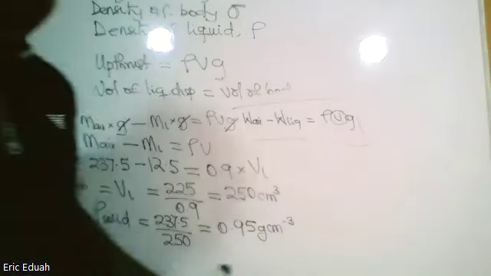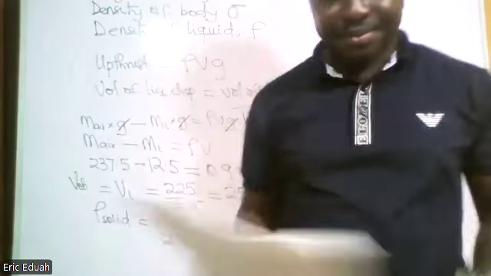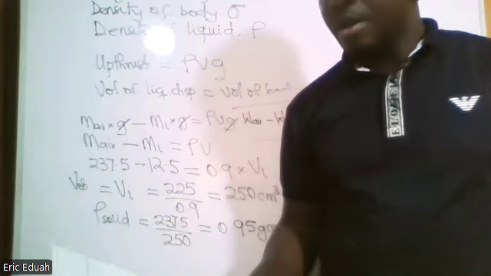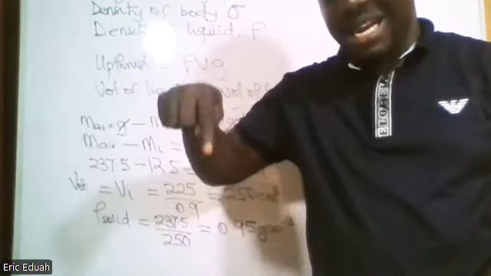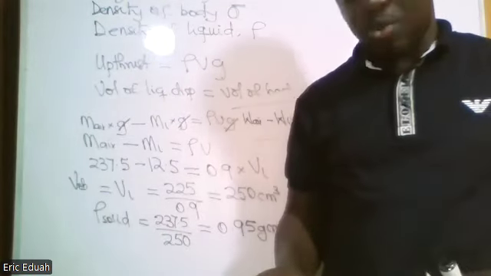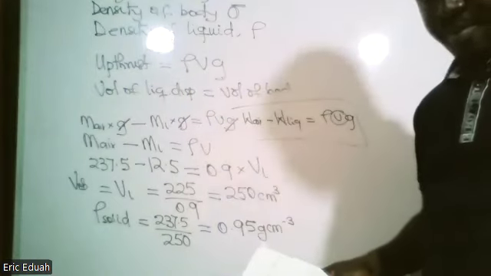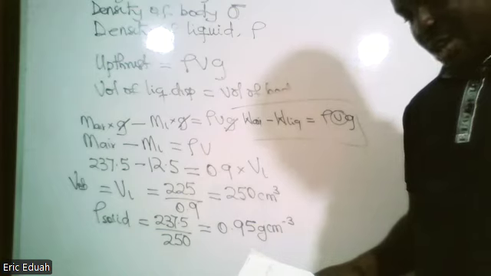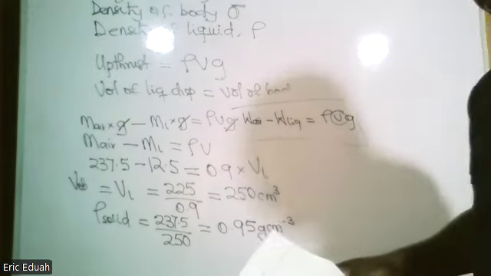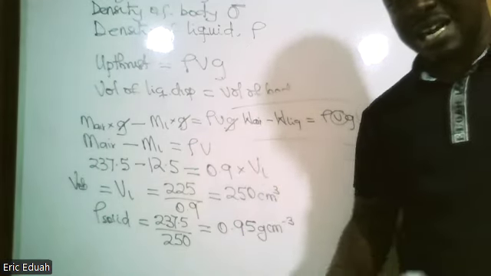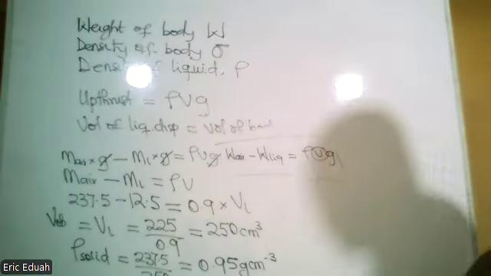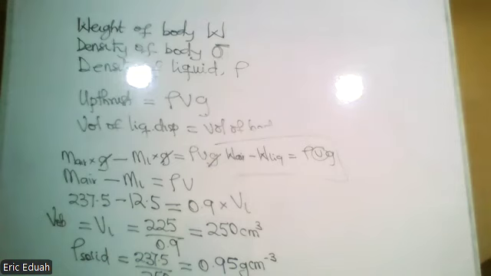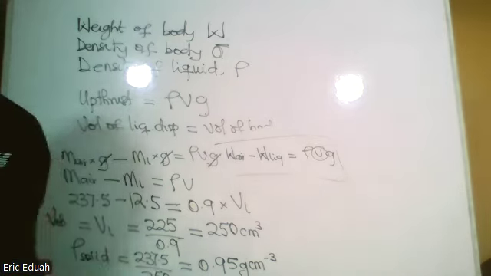Now, the next question. Calculate the fraction of the solid submerged in a liquid of density 1.19 gram per cm cube. Calculate the fraction of the solid submerged in a liquid of density 1.19. Ayo, how do you understand the question? I want to see how you understand this question. Jojo. Yes, sir. Tell us how you understand the question.